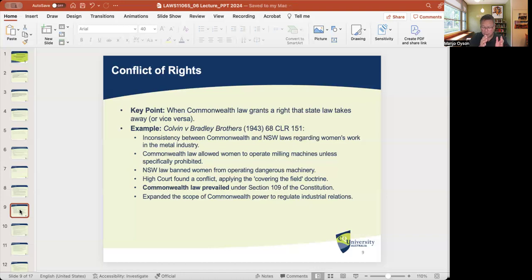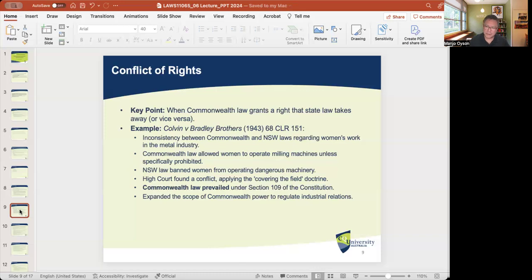And therefore, given the fact that the Commonwealth Parliament clearly had a head of power on which it could rely in terms of passing this law pertaining to women's rights to work, even in areas or domains which are quite dangerous, and that the Commonwealth law clearly was in conflict with a state law, one based on the expansionary doctrine of the Engineer's case, given the fact that the Commonwealth Parliament clearly intended to cover the field. It meant then that there was a clear desire on the part of the Commonwealth Parliament to legislate in this particular area, which meant that there was clear conflict between the Commonwealth law pertaining to women working in the metal industry and even operating milling machines. That was clearly in conflict with state law. And given the inconsistency, therefore, the Commonwealth law prevailed.